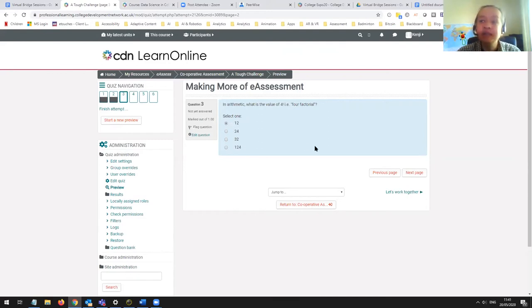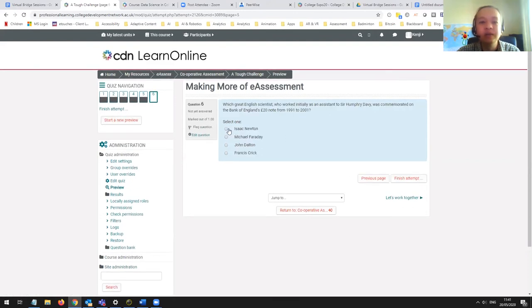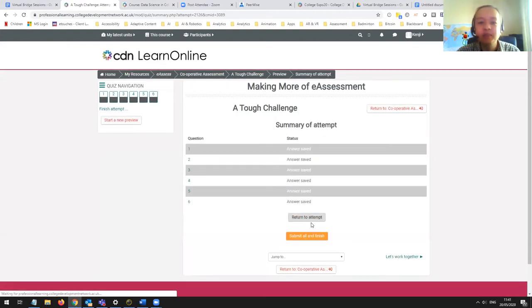Factorial written as an exclamation mark. I never knew that until I wrote the question, of course. Derived from the profession or trade, which is the English equivalent of the German surname Fassbinder or Fassbender. So these are not particularly easy questions. Squash. English scientist who worked initially as an assistant to Sir Humphrey Davy and commemorated on the Bank of England's £20. Well, whatever. Let me finish the attempt. I've answered as best as I can. I'm going to submit all and finish.